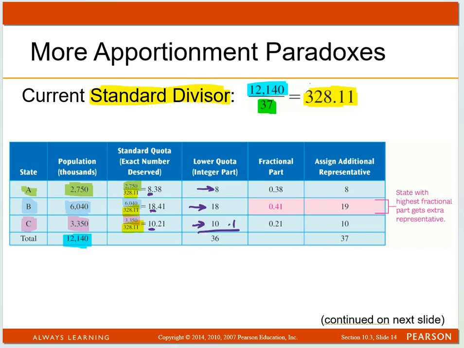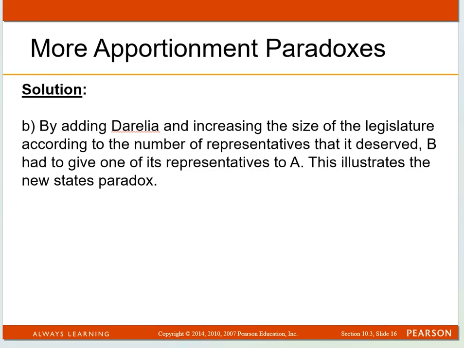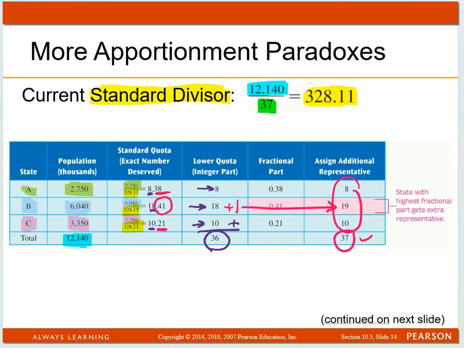But when you add these up, 8 and 18 and 10 only adds up to 36, which means there's one more seat, and it goes to the largest fractional part, which would be 0.41. That's bigger than the 0.38 and the 0.21. So they added 1 on to this, and that's where they got 19. And now 8 and 19 and 10 adds up to 37, and they were apportioned, and everybody was happy. But time goes on. Time goes on, and another state decides to join the country.